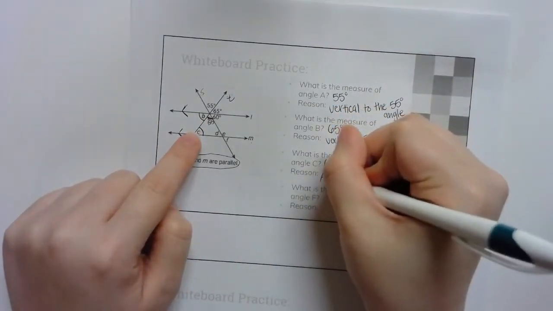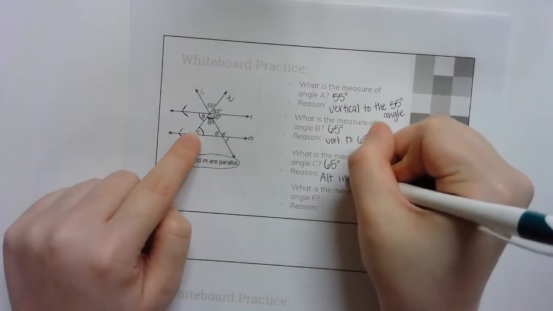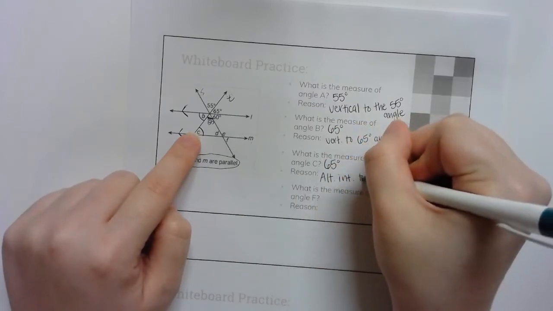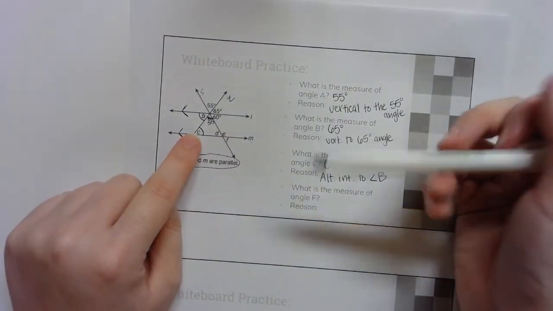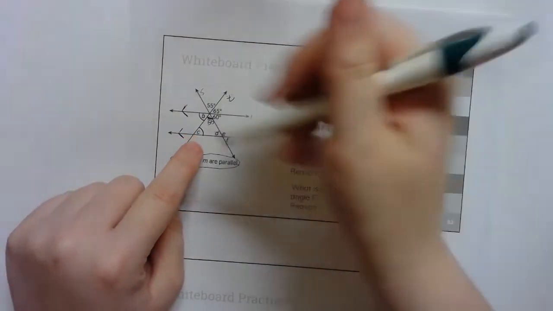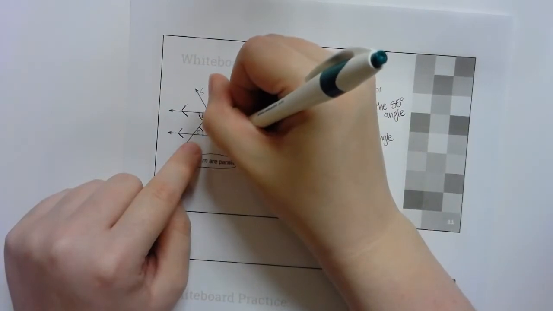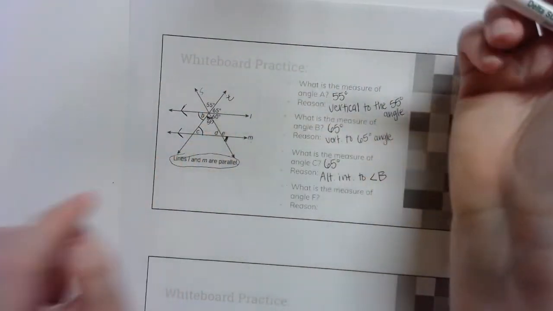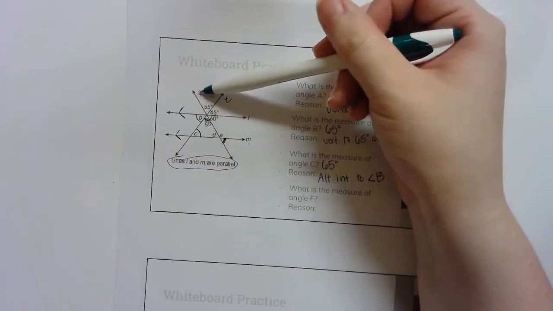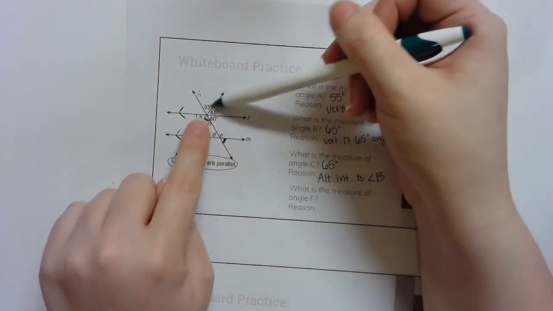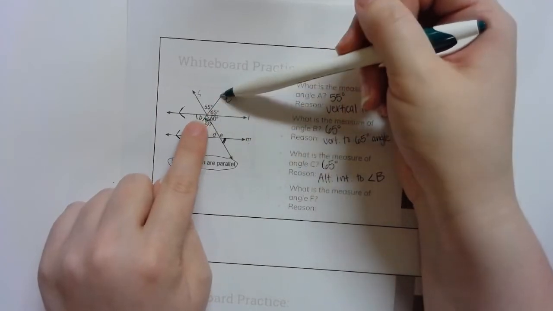Because it's alternate interior to angle B, which means that they are congruent. And then what is the measure of angle F? So angle F is all the way down here. Now, angle F is formed by the transversal with S, which means I'm not even paying attention to line T or anything that's made from that.